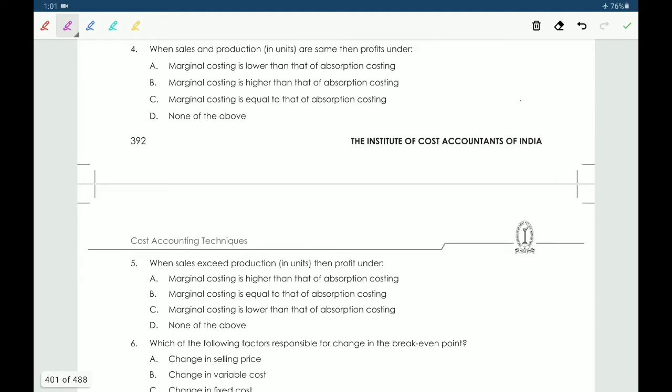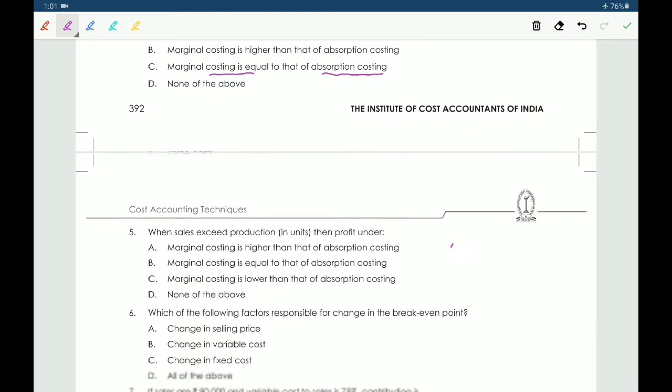Fourth one, when sales and production in units are same, then profits under. Option A, marginal costing is lower than that of absorption costing. B, marginal costing is higher than that of absorption costing. C, marginal costing is equal to that of absorption costing. So here sales and production units are same, so there is no difference. That's why marginal costing is equal to that of absorption costing.